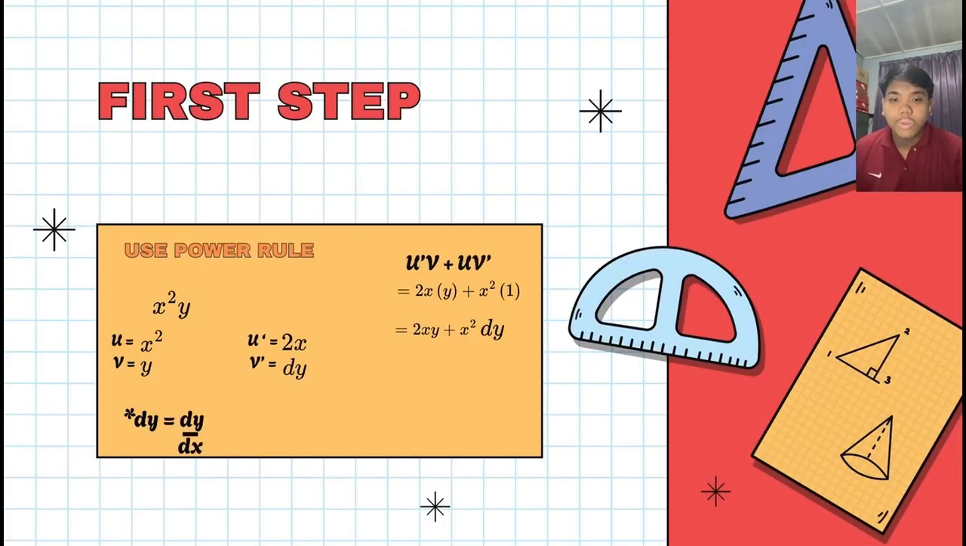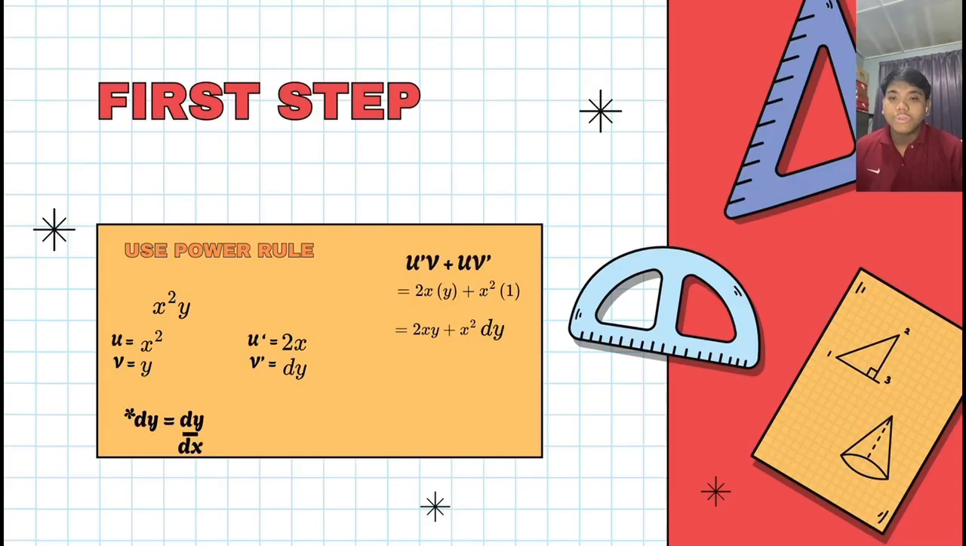So first of all, we have to identify the equation. We look at the left side, and we know we have to use the product rule. What is the product rule? The product rule is u prime v plus u v prime. So u is x squared, v is y, u prime is 2x, and v prime is dy over dx. Why dy over dx? In this question, we differentiate with respect to x, so we replace y prime with dy over dx. So for the left side, we get 2xy plus x squared dy.